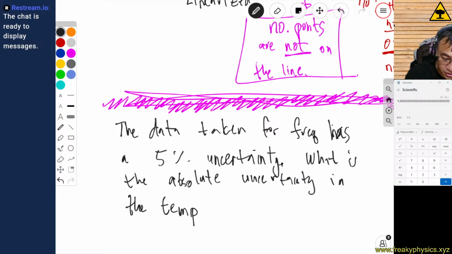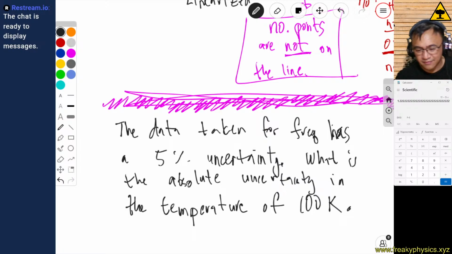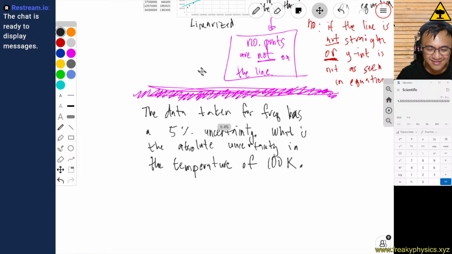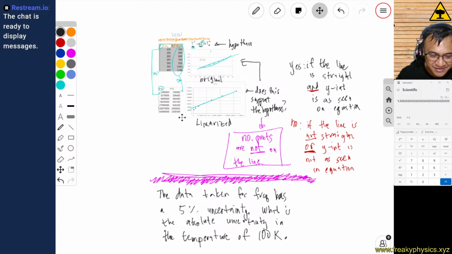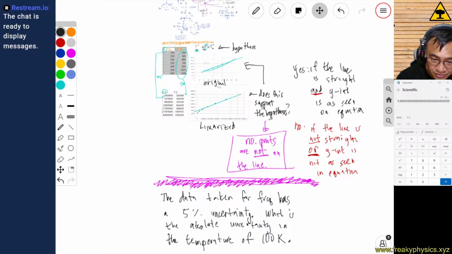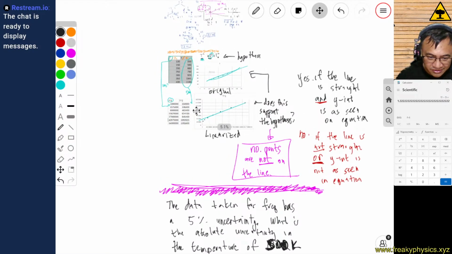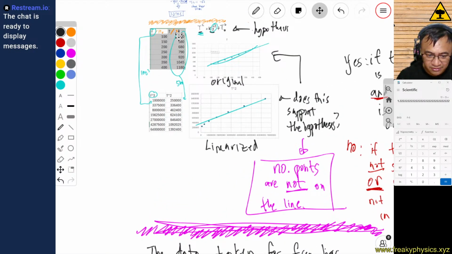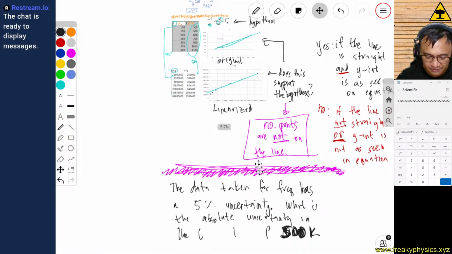Again, this is a common type of question you would see. Uncertainty in the temperature of 100 Kelvin. 100 Kelvin's not that hot, is it? Why did I pick 100 Kelvin? The temperature would be 500 Kelvin. There we go. That's why it's wrong. 500 Kelvin. Okay, so let's take a look at that data first for 500 Kelvin. You see here that the frequency is 100 hertz, right?